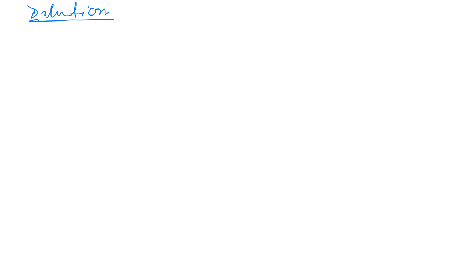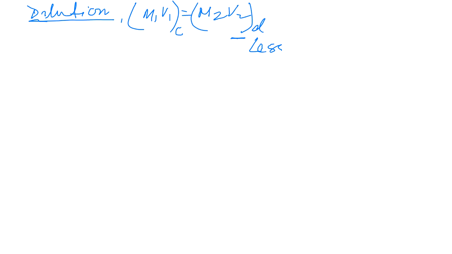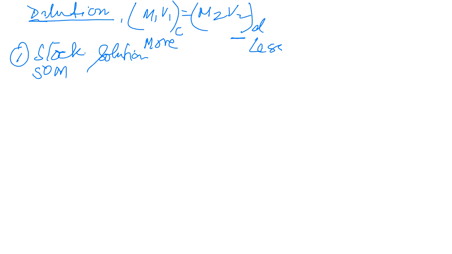For dilution you always use the formula M1V1 equals M2V2. This is the concentrated stock solution. This is the dilute solution, in which you will add water. The dilute solution concentration is always less, and the stock concentration always more, right? Number one. Suppose you have a stock solution whose concentration is 50 molar.